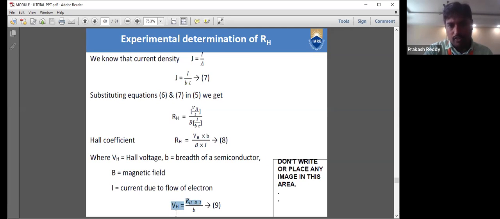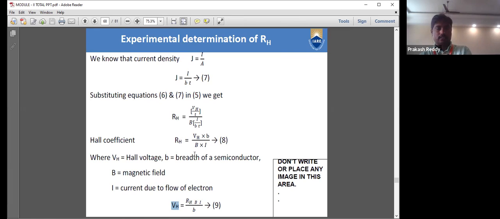By rearranging the terms, we get the equation for the Hall voltage developed across the material. V_H equals R_H into B into I by b. So V_H is the Hall voltage, and try to remember that equation somehow.